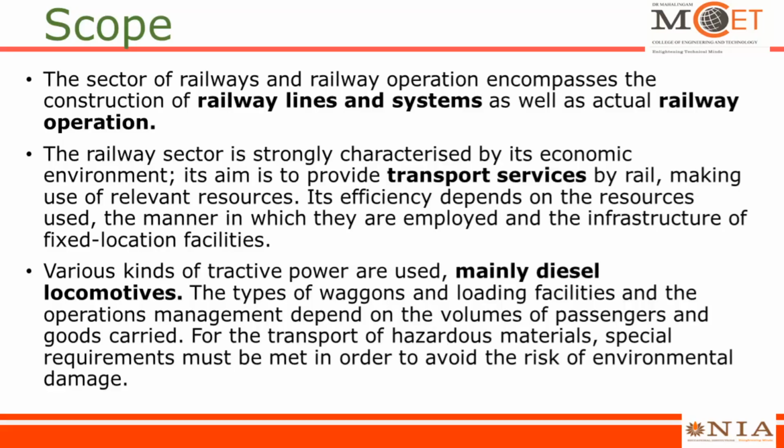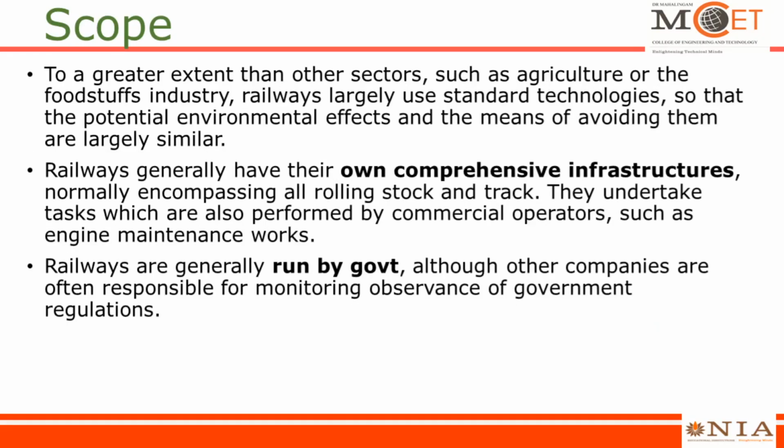The types of wagons and loading facilities and the operations management depend on the volume of passengers and goods carried. For the transport of hazardous materials, special requirements must be met in order to avoid the risk of environmental damage. To a greater extent than other sectors such as agriculture or foodstuff industry, railways largely use standard technologies so that the potential environmental effects and the means of avoiding them are largely similar.